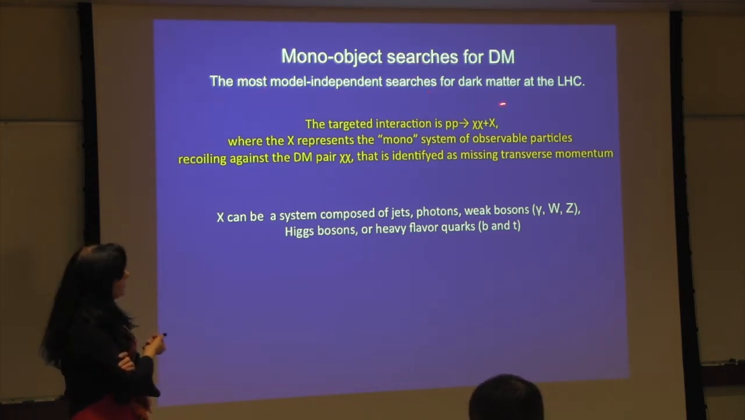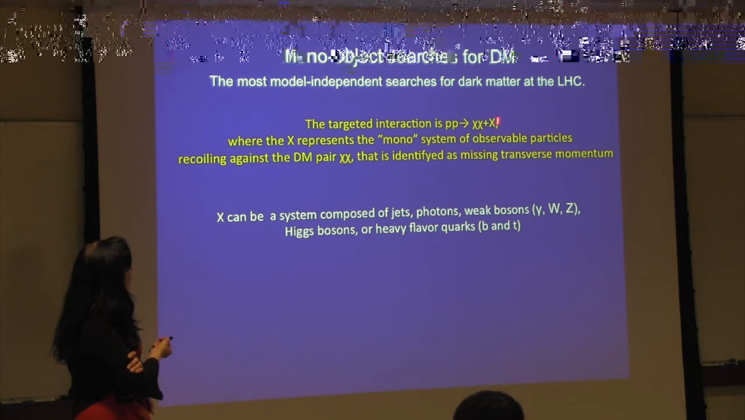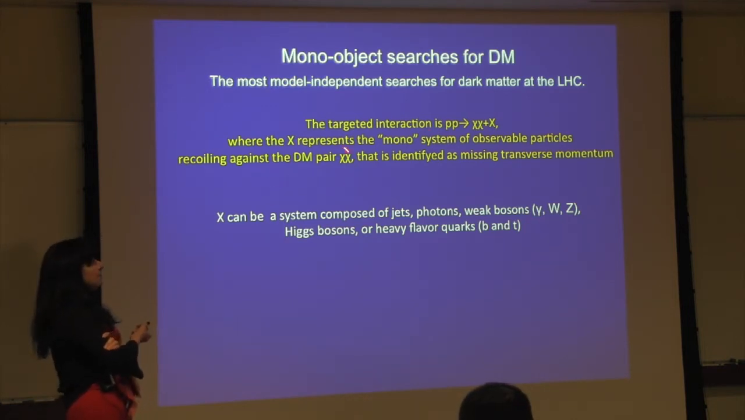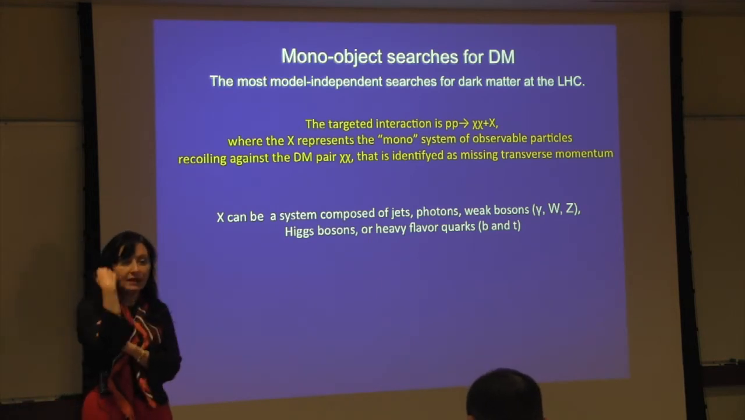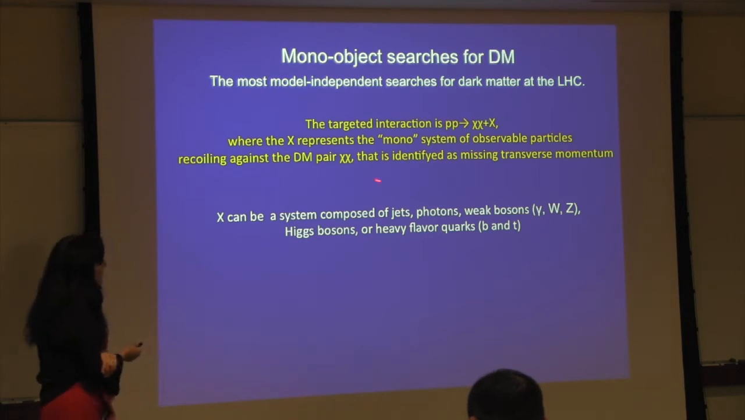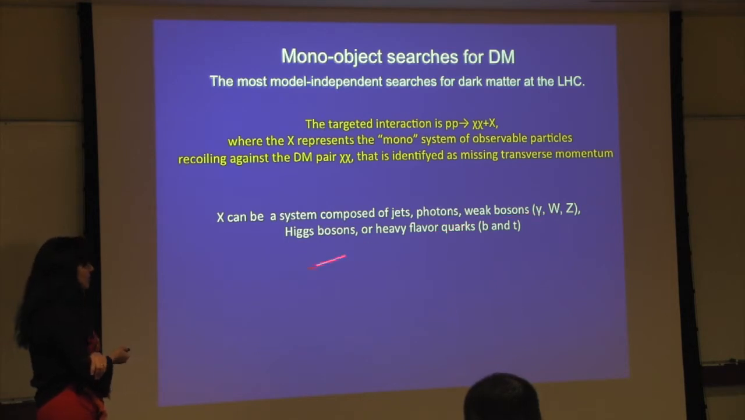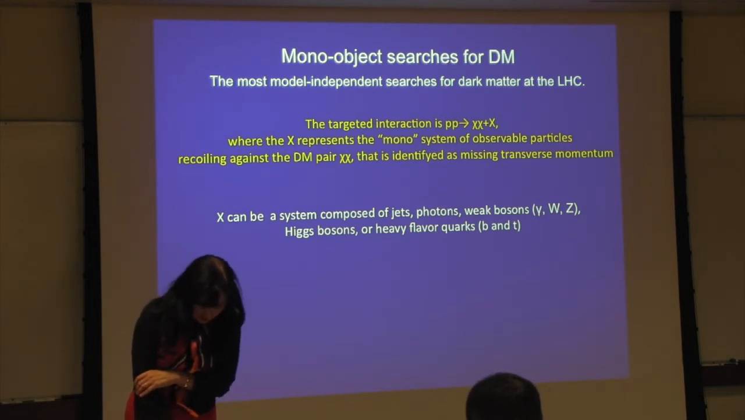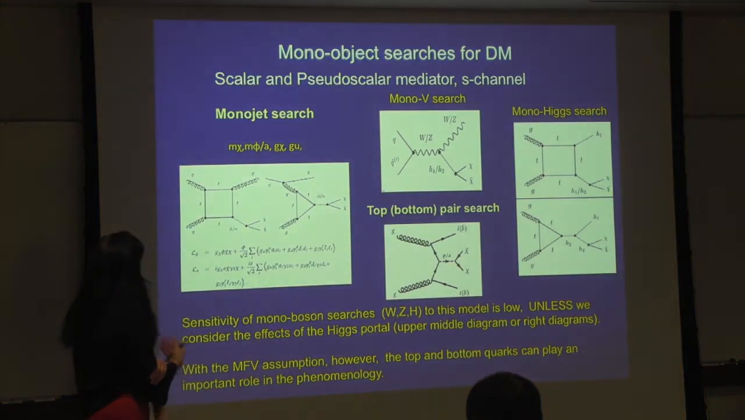The most model-independent searches are the ones where I produce mono objects. So I produce p p-bar that goes to a dark matter particle plus some mono object. This mono object is just some system of observable particles that recoil against the dark matter particle, as I was saying before, against the missing transverse energy. So we identify the missing transverse momentum or missing transverse energy, and we can search for these objects. They are called mono objects, but in reality, this is a system that is composed of jets, photons, weak bosons, Higgs bosons, or even t t-bar pairs. Okay, so it's just recoiling against something. And this is the best way to look in a more model-independent way.